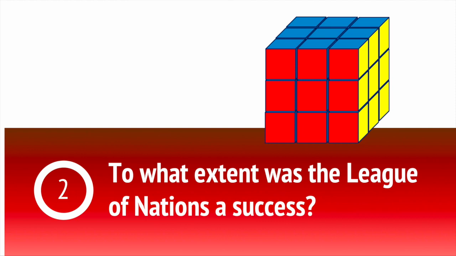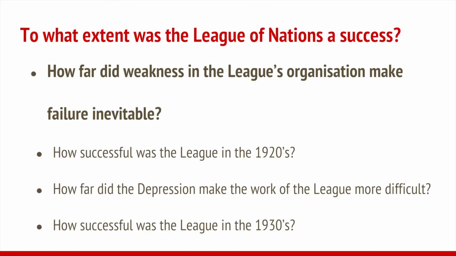Today, we are looking at the second video in the chapter, To What Extent Was the League of Nations a Success? As a reminder, there are 4 focus points, and the focus point that we will be looking at today is how far did weaknesses in the League's organization make failure inevitable?